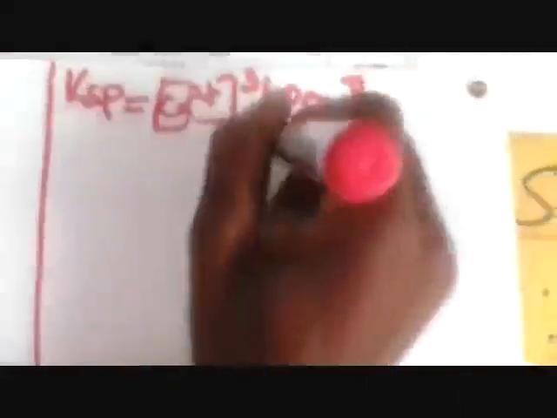So as we did in the first example, what we are going to do here is just write the Ksp expression. We shall say Ksp is equivalent to the calcium ion concentration raised to 3, times the phosphate ion concentration using the concentration brackets. This is raised to 2, and this one is negative 3. Like that, don't forget it.